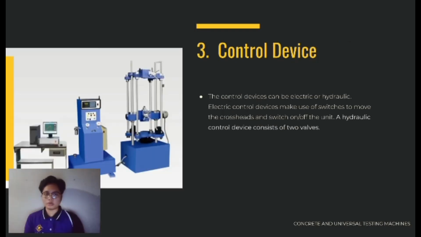The last main component of control unit is control devices. The control devices can be electric or hydraulic. Electric control devices make use of switches to move the crossheads and switch on or off the unit.